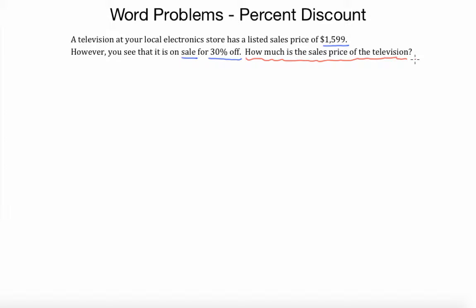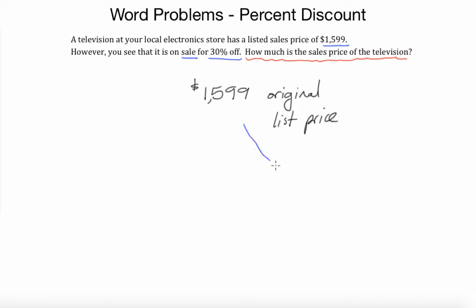Okay, so to do these kinds of problems, a lot of times I like to make a little chart to understand the flow of what's going on here. So we have $1,599. Let's label that the original list price. By the way, this is a good strategy for any word problem: rearrange what you know into a different format to help understand what's going on. So I'm making a little chart here. That's my original list price.